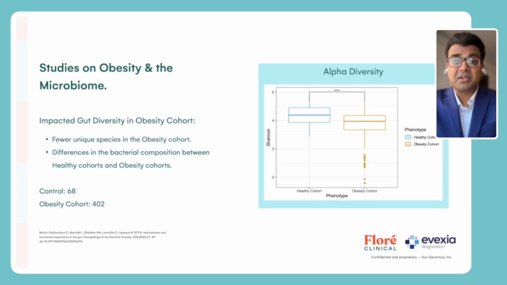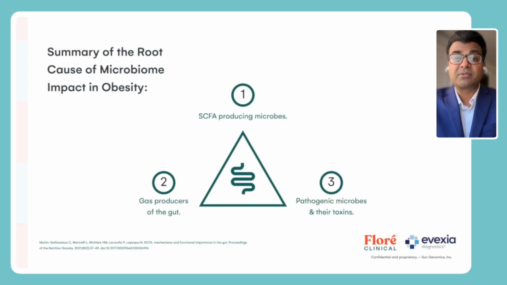So after analyzing the healthy cohort and the obesity cohort, we dove further into the microbes that are differentiating between these cohorts. What are the specific organisms? And we started to categorize them. And we found that there are three main categories of these microbes that are different. There are ones that are producing short-chain fatty acids. So there are less short-chain fatty acid producing microbes in obesity. There are more gas producers in obesity. There are more pathogenic microbes, and their subsequent toxin production in obesity-related cohort.